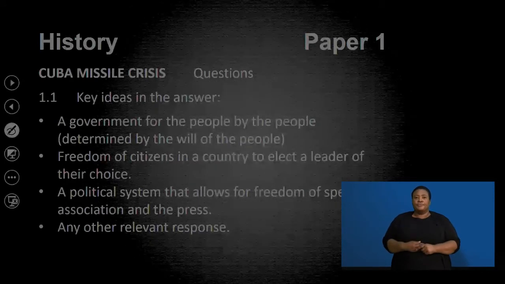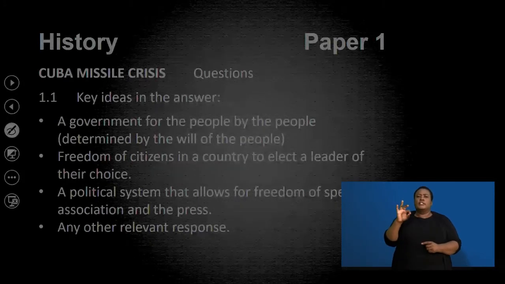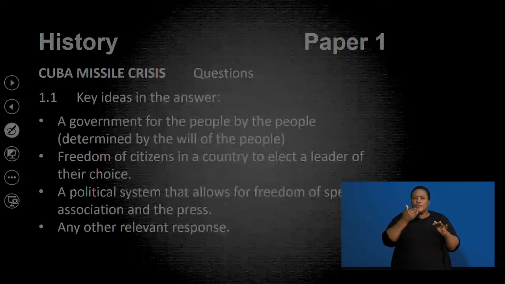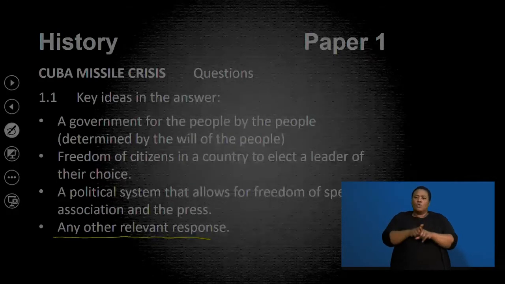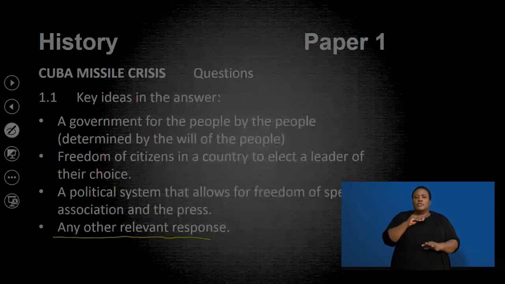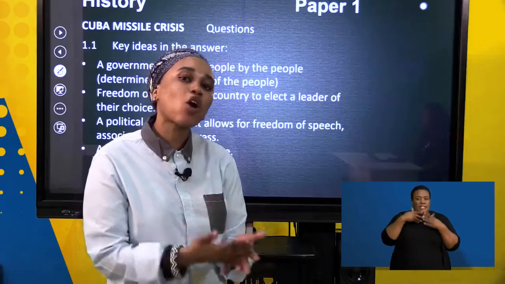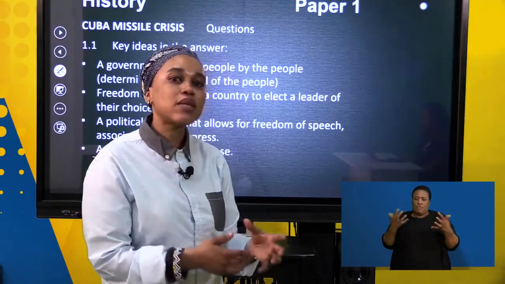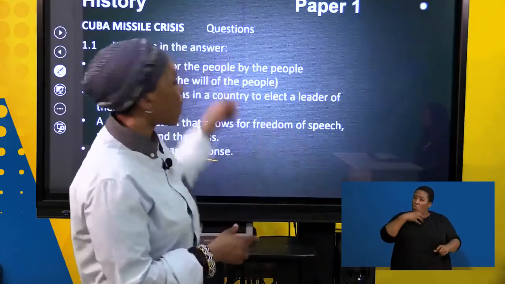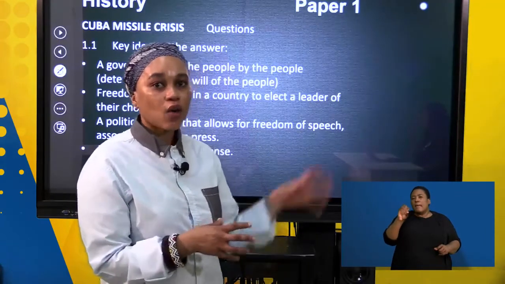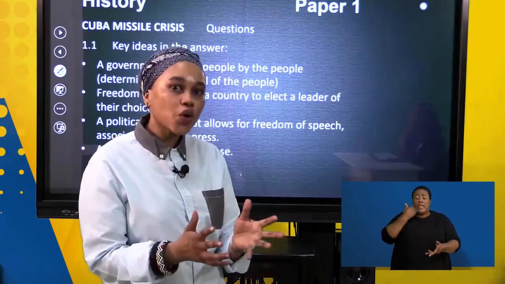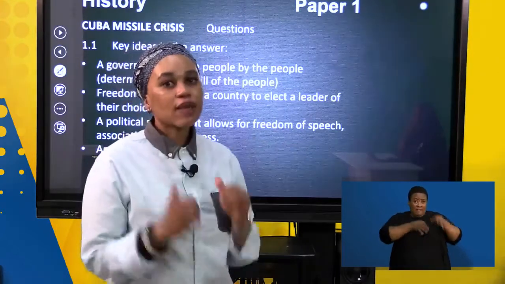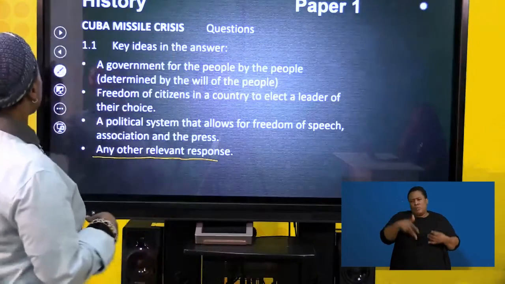Okay, so let's look at the key ideas in the answer. It's a government for the people, by the people, freedom of the citizens in a country to elect a leader of their choice, a political system that allows for freedom of speech, association, and the press, and any other relevant response. So they accept any other response as long as it is relevant. It doesn't mean that you have to use the words of the memo exactly as they are. We call these the marking guidelines. It's just a guide. So if you can use your own words to define those terms, then you will be fine. Okay, let's look at the next question.